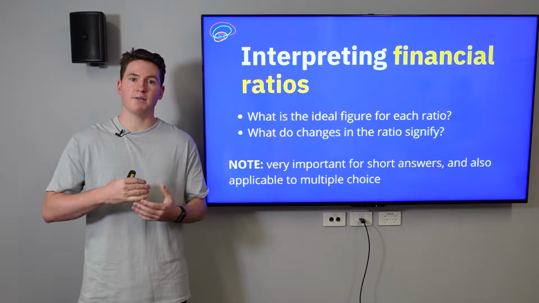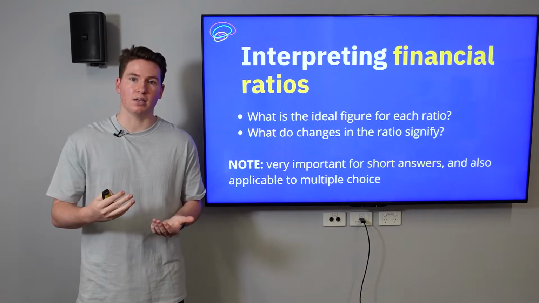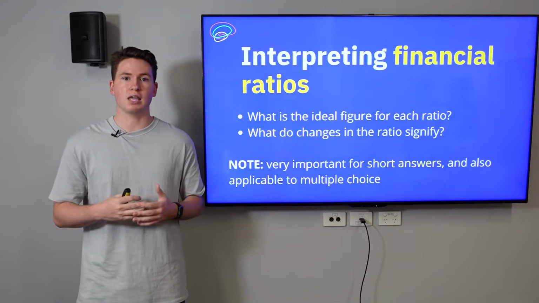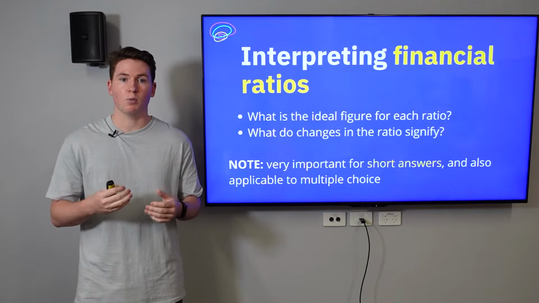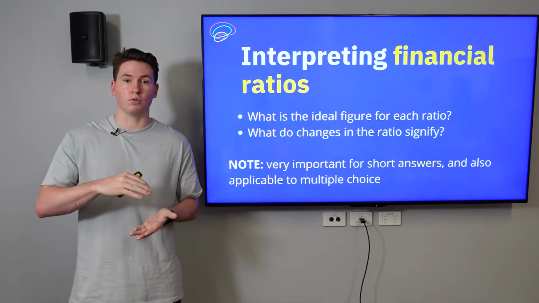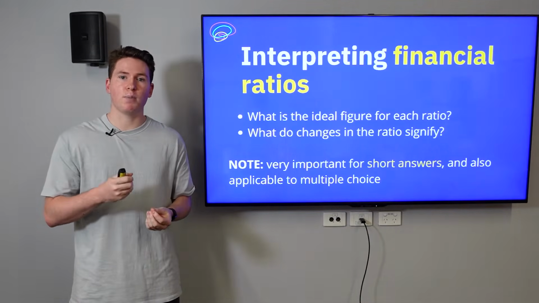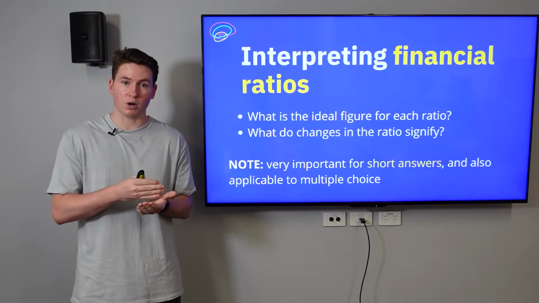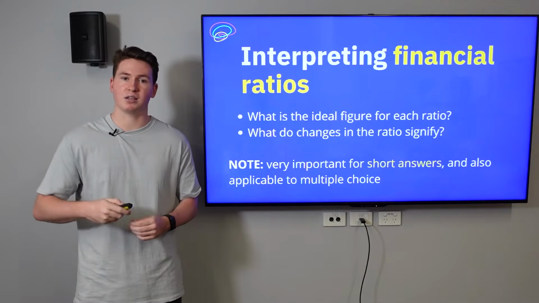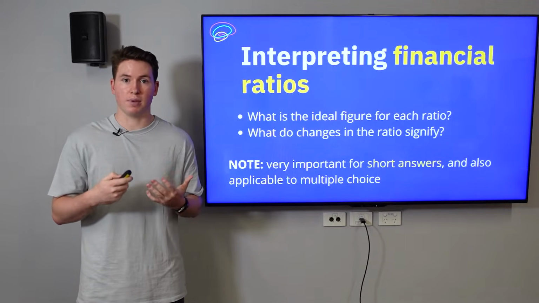Say we have too high of a liquidity ratio. What does that mean? If our liquidity ratio is 3-1, maybe it means we're not using our cash effectively, and we should be investing that cash in long-term assets in order to improve long-term profitability. But interpreting these ratios, understanding what the ideal figures are, is really important in both multiple choice, short answer, and in some cases, the business report.